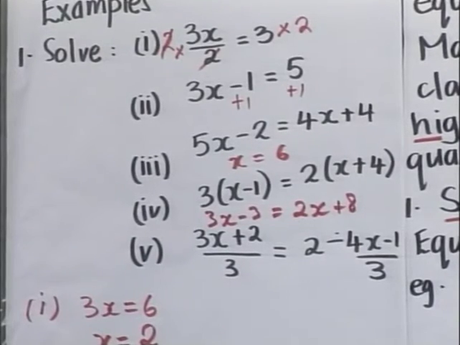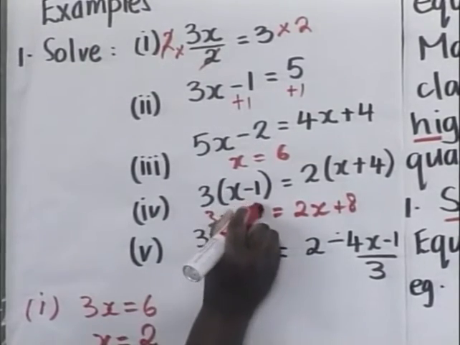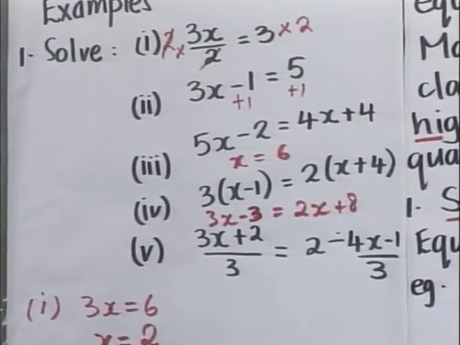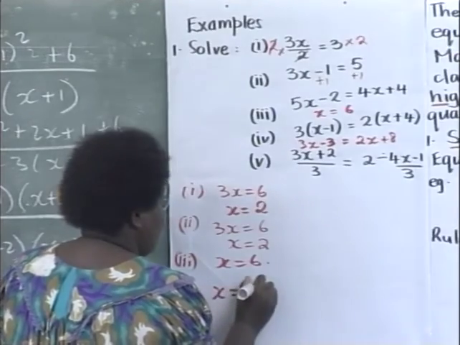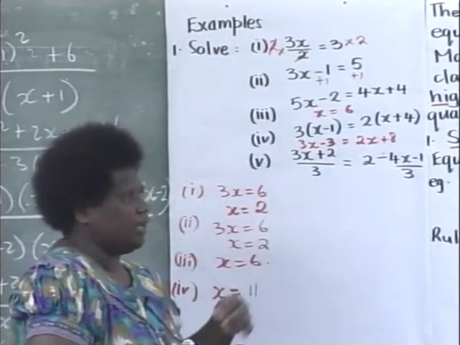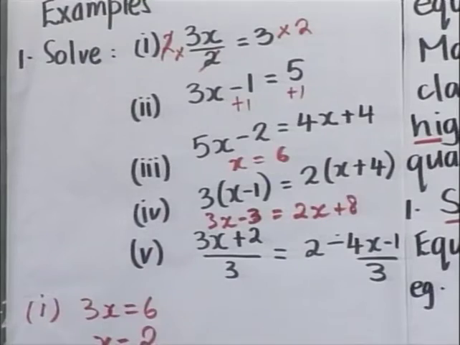Huh? This is 3. Oh, it's clear. Even if I didn't write it properly, you should know that 3 times minus 1 is negative 3. Okay, so x is equal to 11. Take away 2 or move 2 to this side and change the sign and add, move 3 to that side and change the sign to plus.